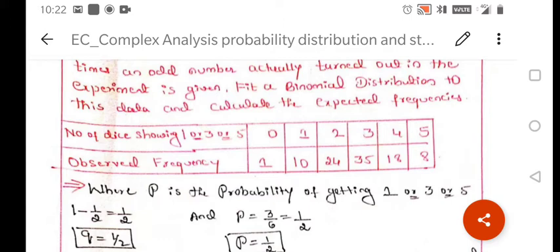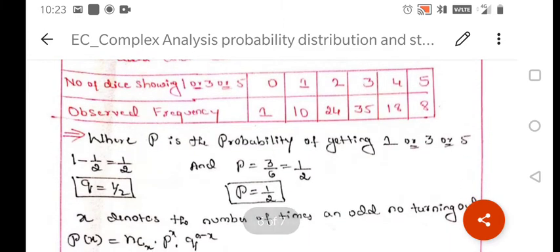Now here the data given is the number of dice showing 1 or 3 or 5, that is 0, 1, 2, 3, 4 and 5. Now the corresponding observed frequency for no dice showing 1 or 3 or 5 is 1. 1 dice showing 1 or 3 or 5, it is 10. 2 dice showing, it is 24. 3 dice showing 1 or 3 or 5, it is 35. 4 dice showing, 18. 5 dice showing, it is 8.